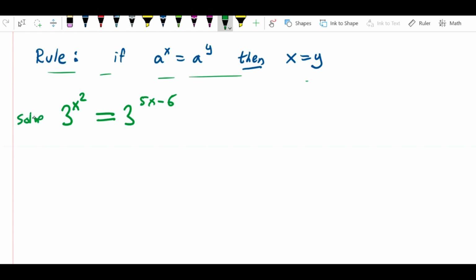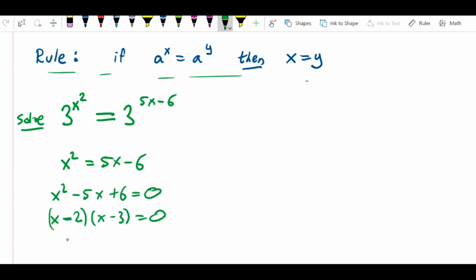Let's make that the problem. Let's solve that equation. Knowing this rule on top, we can therefore say that x squared is equal to 5x minus 6. And now this simply becomes a matter of solving the equation. I'll just zip through the algebra. So we can see that the solution to that equation involving exponential expressions is just x equals 2 or x equals 3.